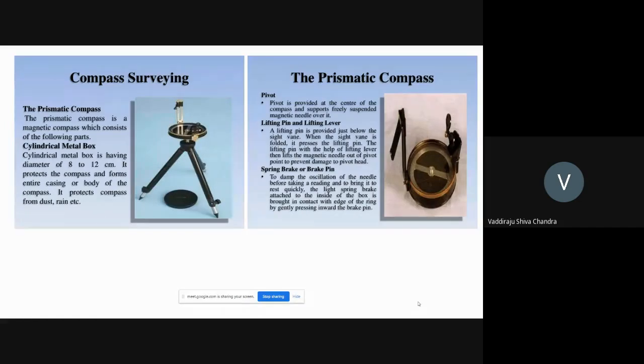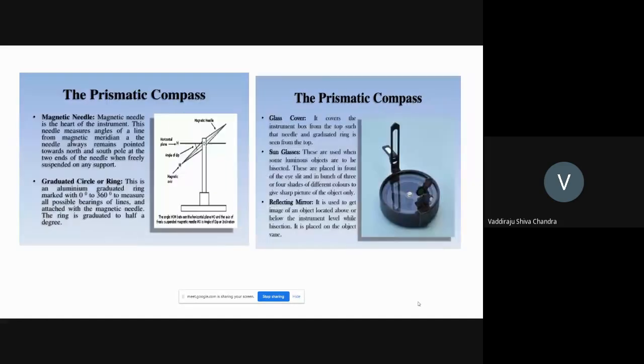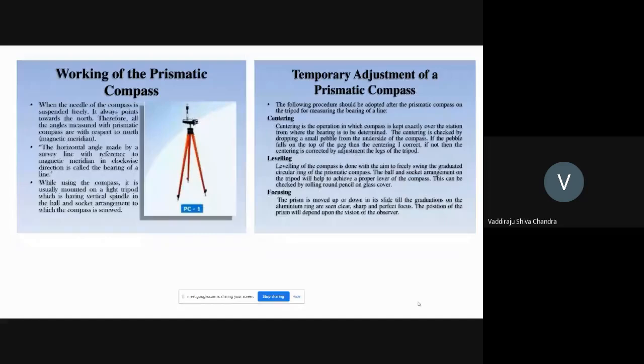So basically, we have two types of instruments which we use in compass surveying. One is the prismatic compass, and the other is the surveyor compass. In our lab, we have both instruments, but mostly we'll be using the prismatic compass. So we need to have a tripod. This is how we place the compass. This top portion, which is cylindrical, is called the prismatic compass, and these three legs which you can see are called the tripod.